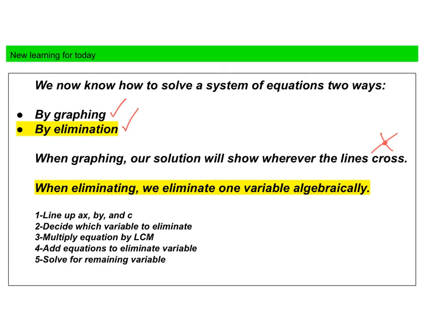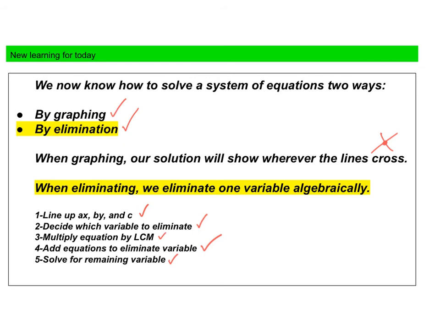So when eliminating, we eliminate one variable algebraically. The first thing we do, we line up our ax, our by, and our c. Then we decide which variable we're going to eliminate. We choose our least common multiple to eliminate those variables. And then we add up the equations, eliminating the variable, and solve for the remaining one. Okay, so these are the same steps we're going to do each time.